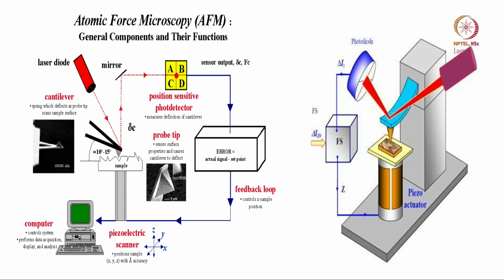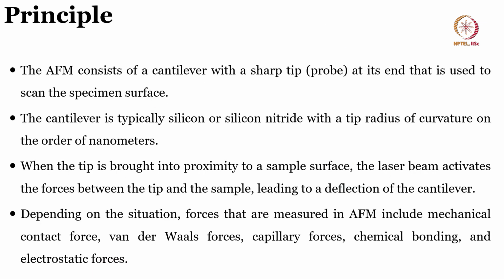Same thing is shown in both the images. This is a little bit more detailed image number 1. This is the easiest way to say the same thing, right. Now the principle of operation of AFM is, AFM consists of a cantilever with a sharp tip at its end that is used to scan the specific specimen. The cantilever is typically silicon or silicon nitride. When the tip is brought into proximity to a sample surface, the laser beam detects the force between the tip and the sample leading to a deflection of the cantilever.